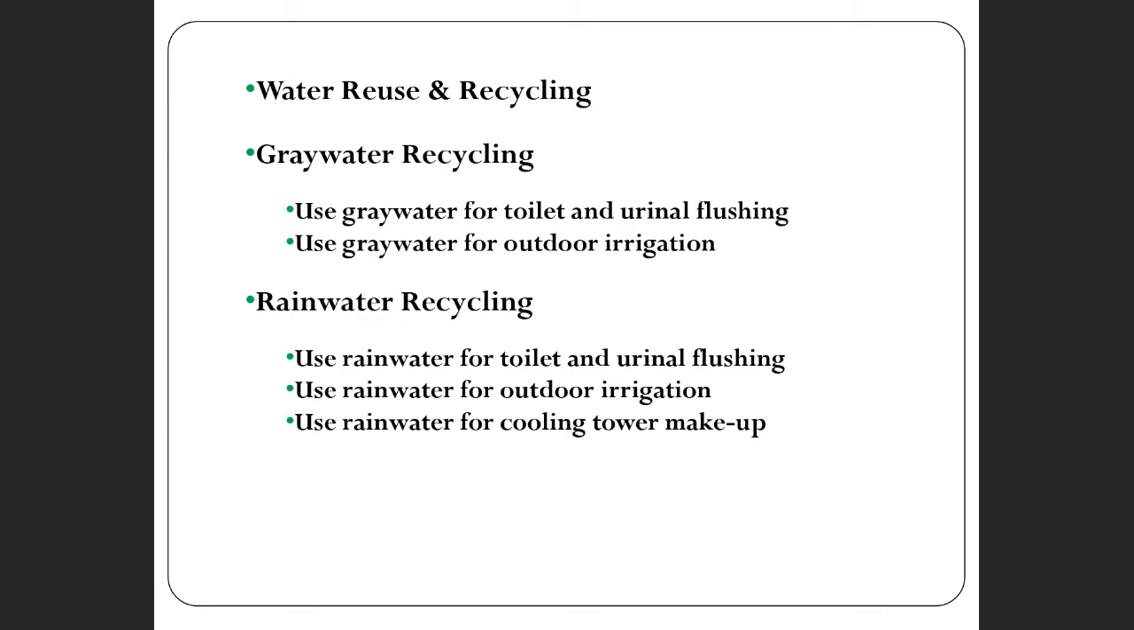For gray water recycling, we might potentially use gray water for toilet and urinal flushing. We might use gray water for outdoor irrigation. Rainwater recycling is what we're doing at Triton. We could use rainwater for toilet and urinal flushing. We could use rainwater from our cistern for outdoor irrigation. We could potentially use rainwater for cooling tower makeup. Again, we look at the water quality and the requirements of the task to see if some of those opportunities exist in our building or in our design.